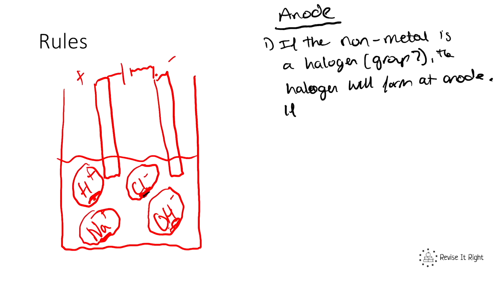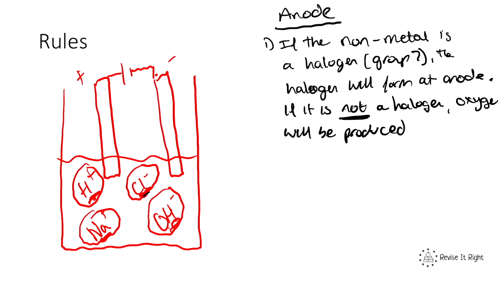Okay, if it is not a halogen, i.e. if it's not in group 7, it's not a halogen, then oxygen will be produced at the anode. Okay, so that's quite a long rule to get your head around and I'll apply it in a second. But if the non-metal is a halogen, i.e. if it's in group 7, the halogen will form. If it is not in group 7, then oxygen will form at the anode. So that's our rule that we need to learn about with our anode.